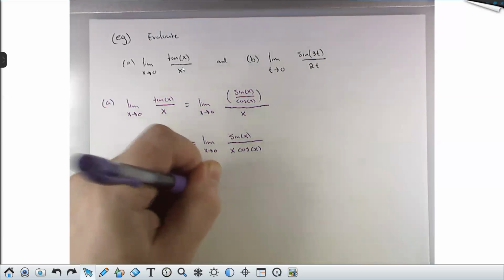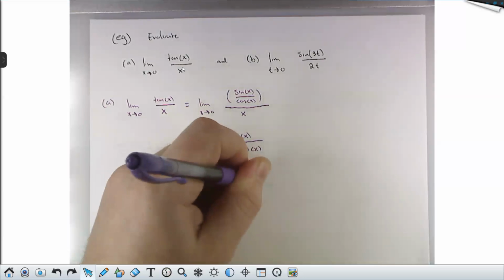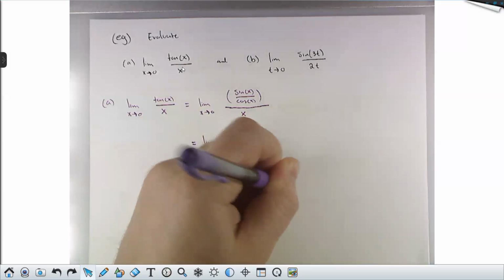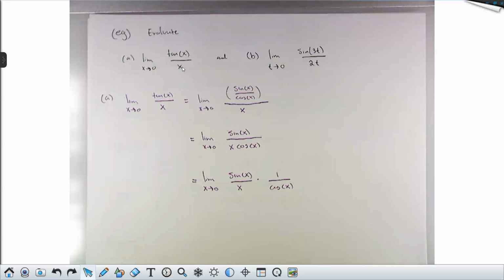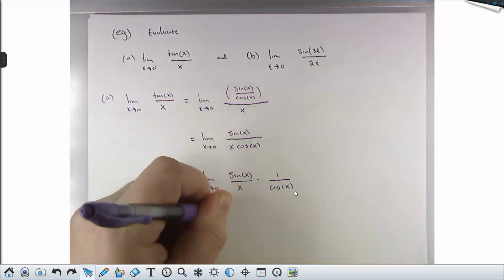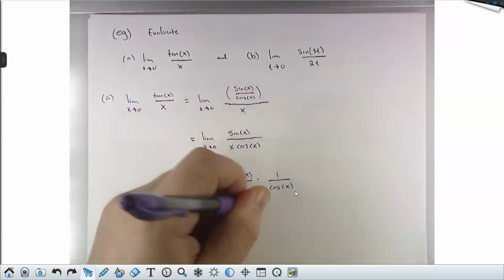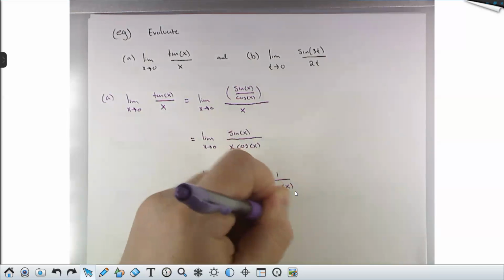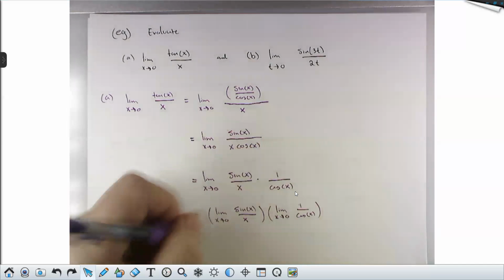So I would say this is lim x to 0 sine x over x times 1 over cos x. Because I know what the limit of sine x over x is as x goes to 0. And cosine of x, this doesn't have any weirdness at 0. So if we're being very careful, you could split this up using limit laws and say, okay, this is lim x to 0 sine x over x times lim x to 0, 1 over cos x. What is that first piece?